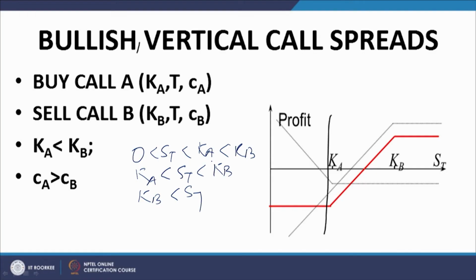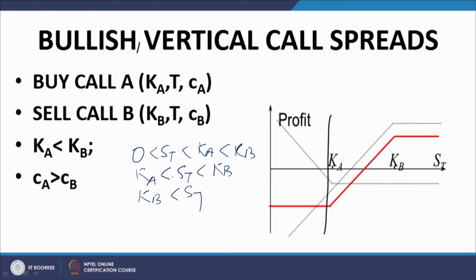So, the cash outflow in that case would be a negative figure. Now, if S t is less than K A less than K B, what happens? That we have already discussed. As S t is less than K A less than K B, neither option is exercised. So, it is only the difference of premium that materializes.